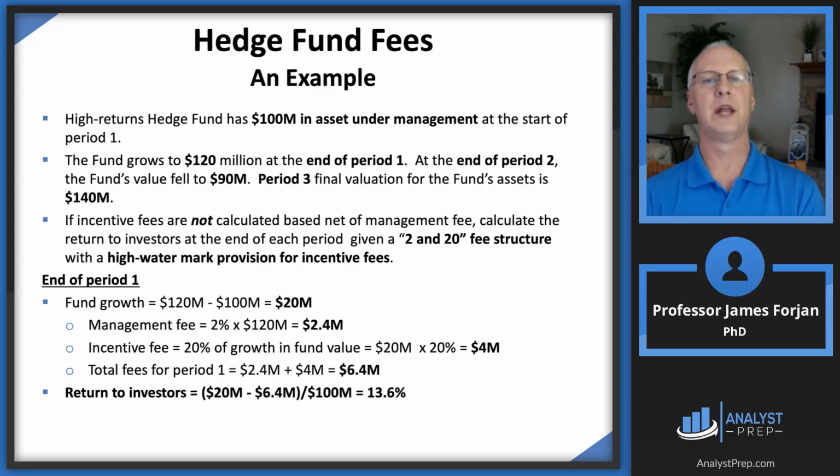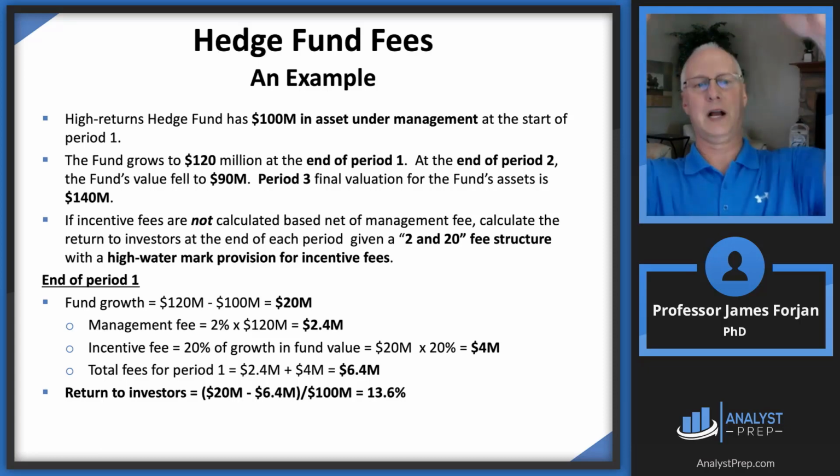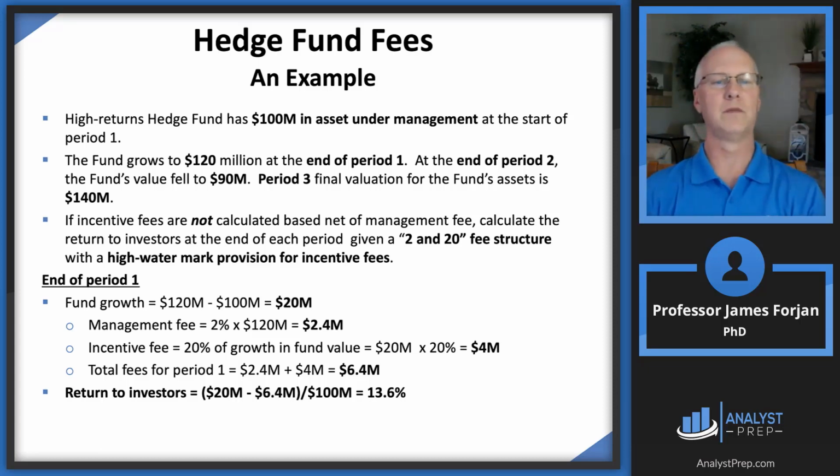We've got 100 million in assets at the start of period 1, so that's time period 0. At the end of period 1, we go up to 120 million. Then we go down to 90 million, right? And then we go back up to 140 million. If incentive fees are not calculated based on net of management fee, calculate the return to investors at the end of each period given a 2 and 20 fee structure with a high watermark provision for incentive fees.